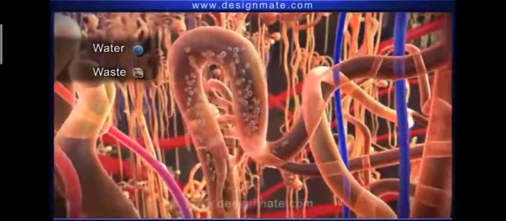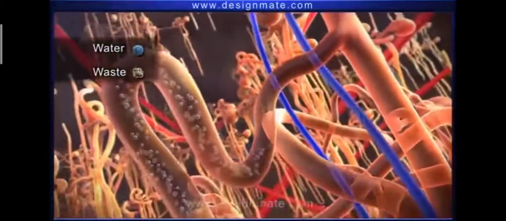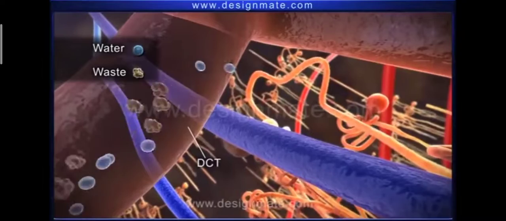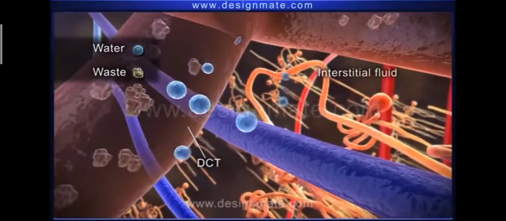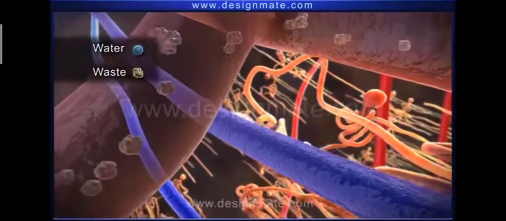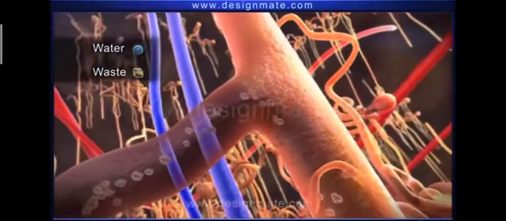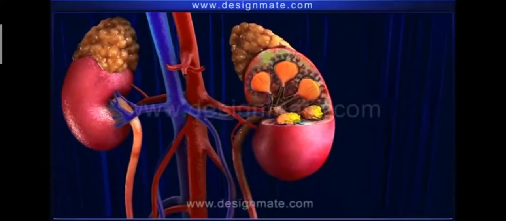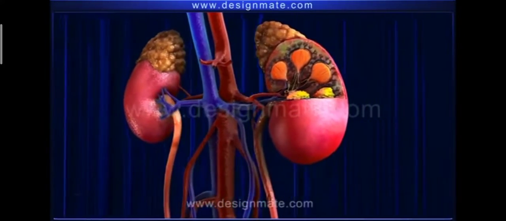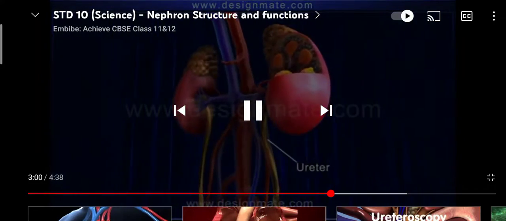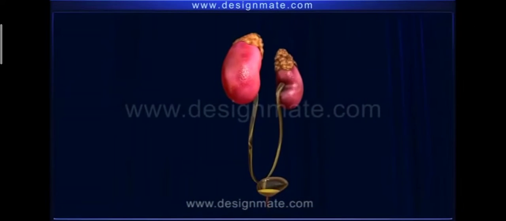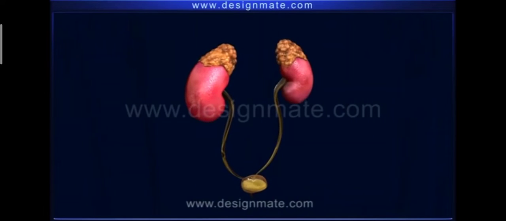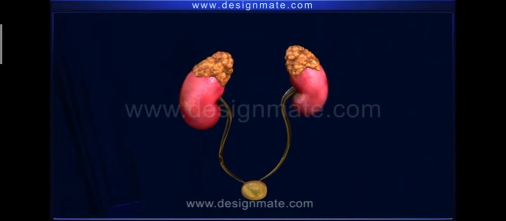Only the waste material like urea and some water molecules proceed into the DCT, where more water may get absorbed into the interstitial fluid. This liquid formed is the urine, which is released into the collecting duct. This finally trickles through the kidney into the ureter, which helps the passage of urine into the urinary bladder. After a while, the urine can be excreted from the bladder.